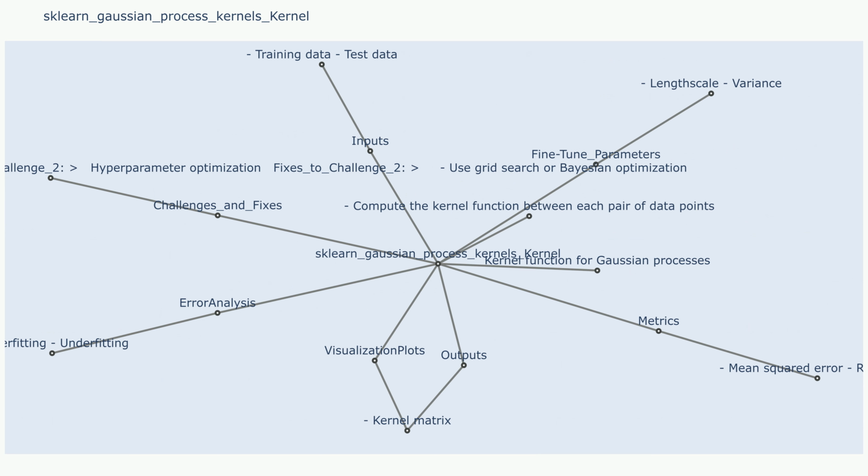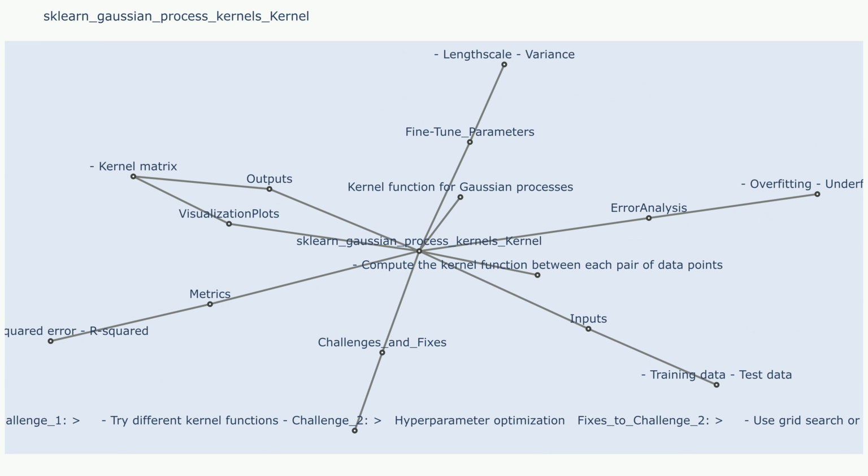Challenge 2. Computational cost. Calculating the kernel matrix for large datasets can be computationally expensive. Sample use case that resulted in challenge 2: training a GPR model with a large dataset, e.g., millions of data points, using a complex kernel, e.g., RBF, can lead to high computational cost.